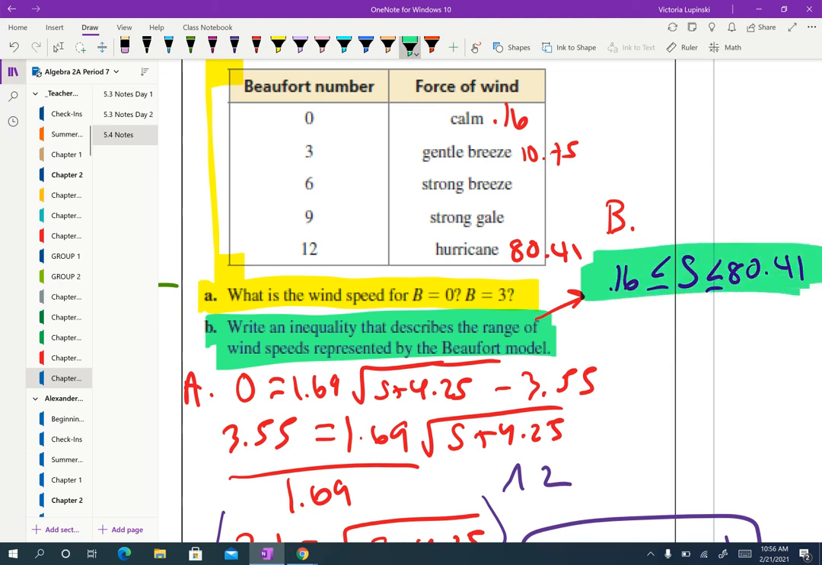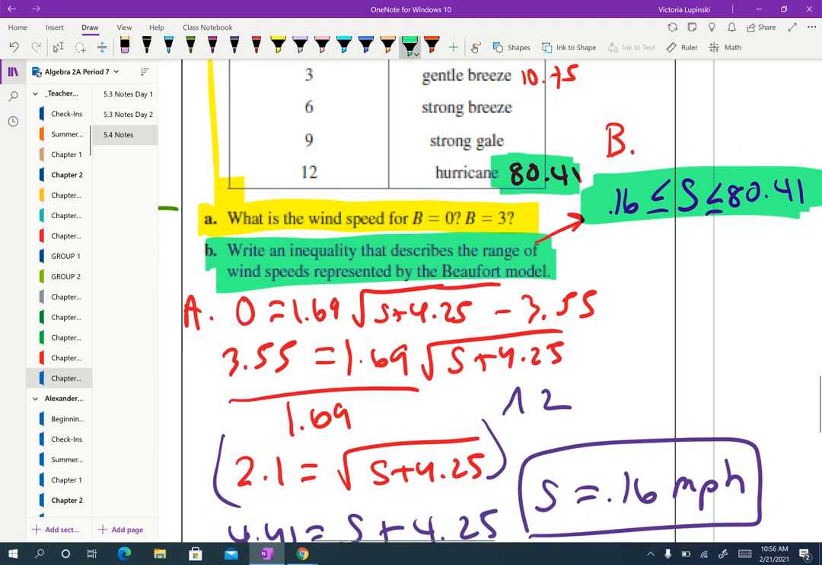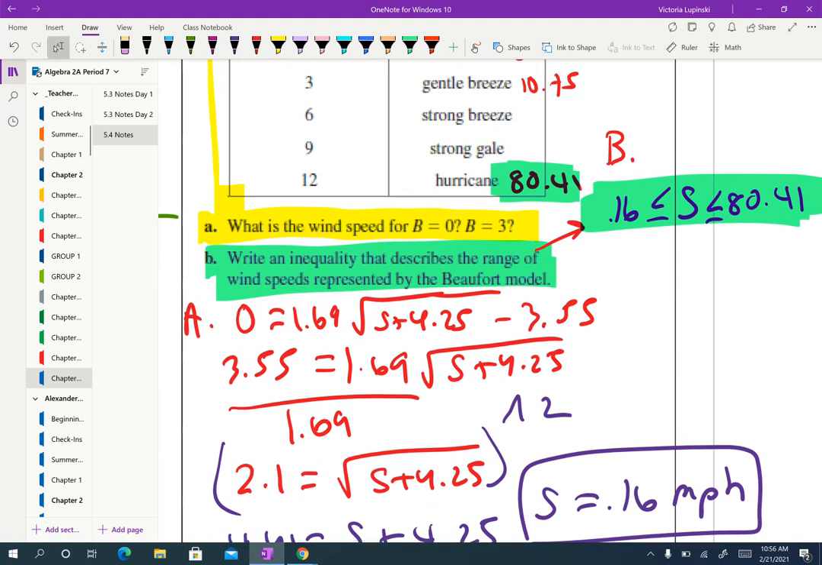When they ask you for an inequality, here is what they're looking for. Again, it's a compound inequality. Put the S in the middle, put the lower value on the left, put the larger value on the right. And again, just to clarify, to find this 80.41, we would do the exact same process we already did twice. So I just saved you a step by telling you what it was equal to.